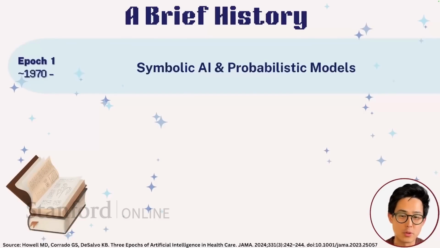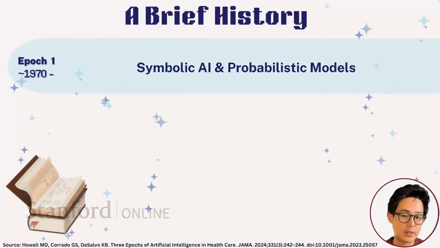So let's start with a brief history. We need a framework to help us contextualize where LLMs fit into the history of healthcare AI. I think the best framework that I've heard of comes from a paper titled The Three Epochs of Artificial Intelligence and Healthcare. It was authored by Michael Howell, the Chief Clinical Officer at Google, along with Karen DeSalvo, Google's Chief Health Officer. They break the history of healthcare AI into three distinct epochs.